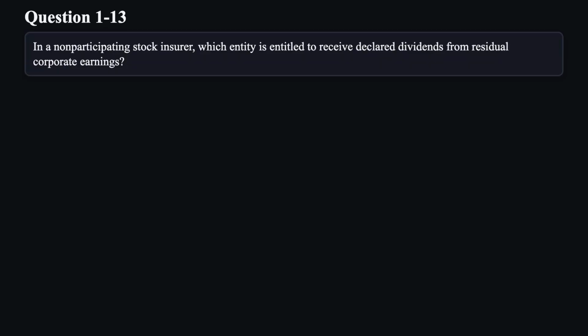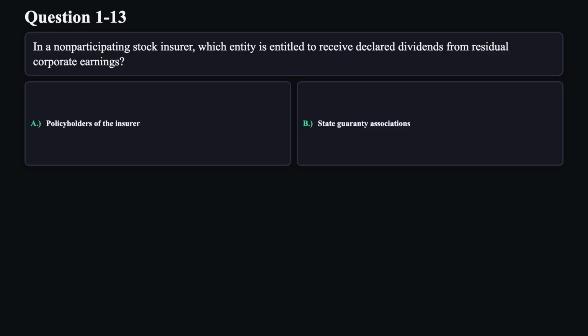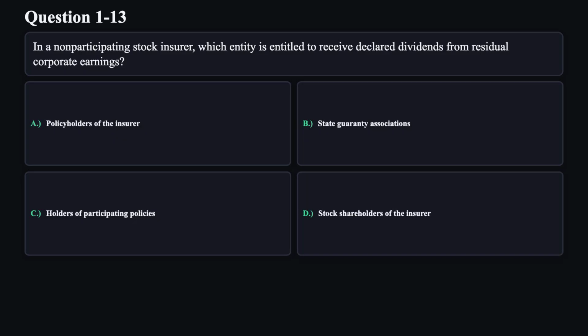Question 13. In a non-participating stock insurer, which entity is entitled to receive declared dividends from residual corporate earnings? A. Policyholders of the insurer. B. State guarantee associations. C. Holders of participating policies. D. Stock shareholders of the insurer.